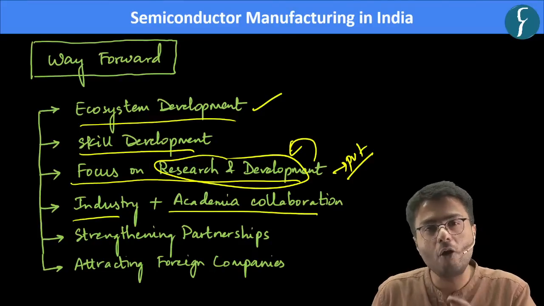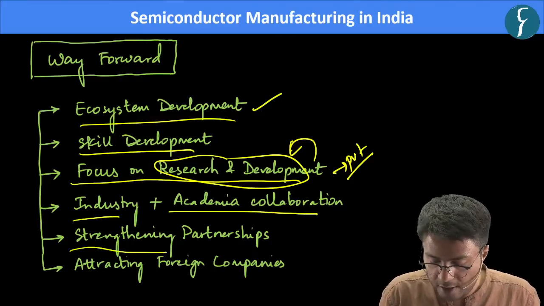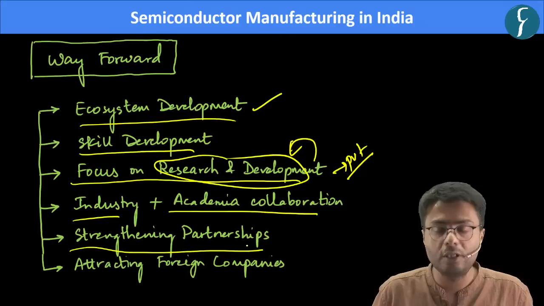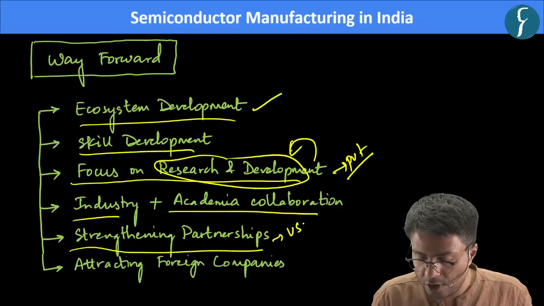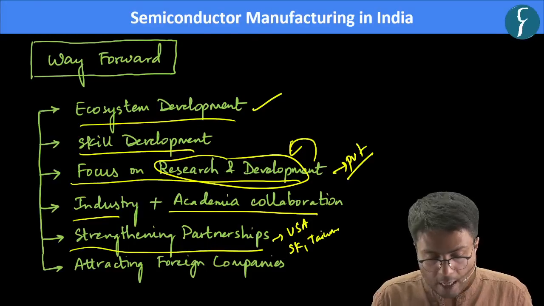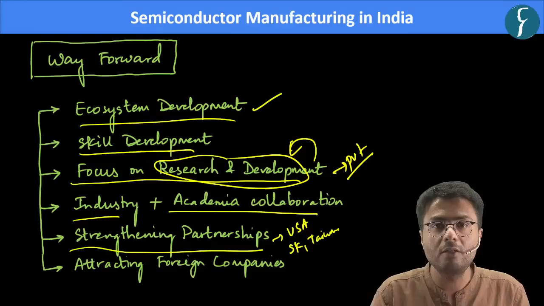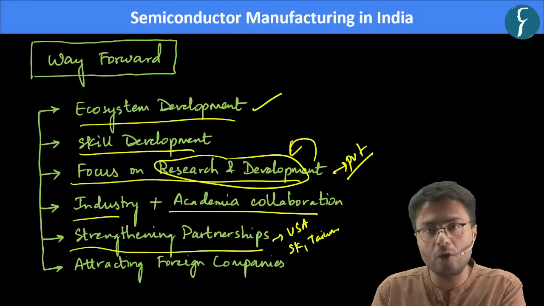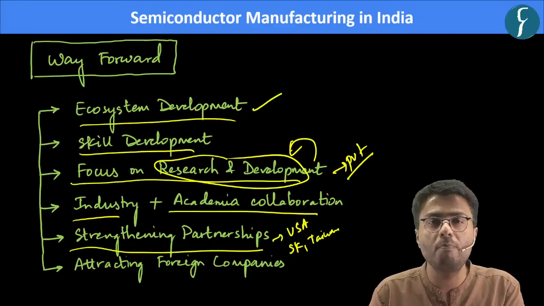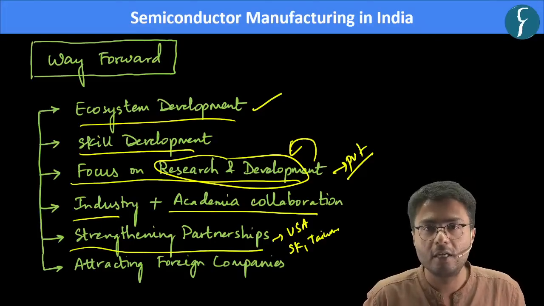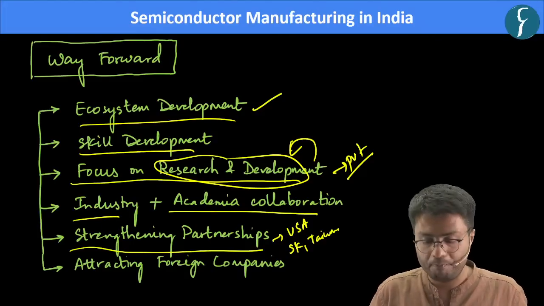Further, India also needs to work on strengthening its partnerships with other countries such as the USA, South Korea, as well as Taiwan. And then only will India be able to access raw materials as well as emerging technologies which can be utilized for manufacturing of semiconductors inside Indian territory.